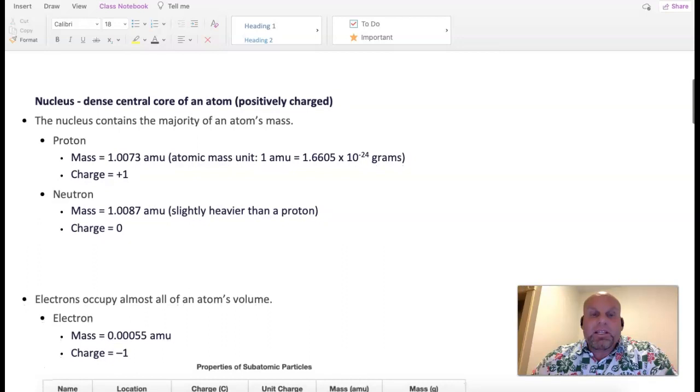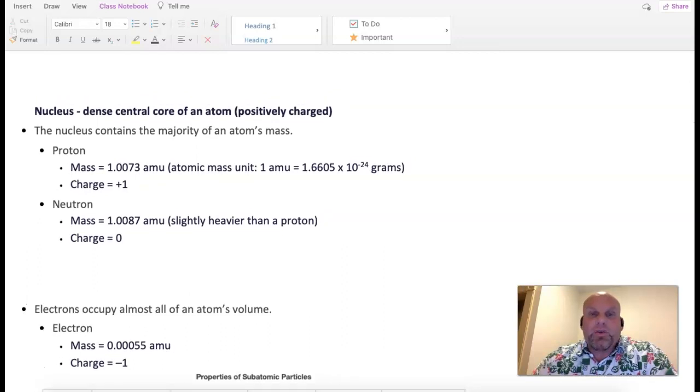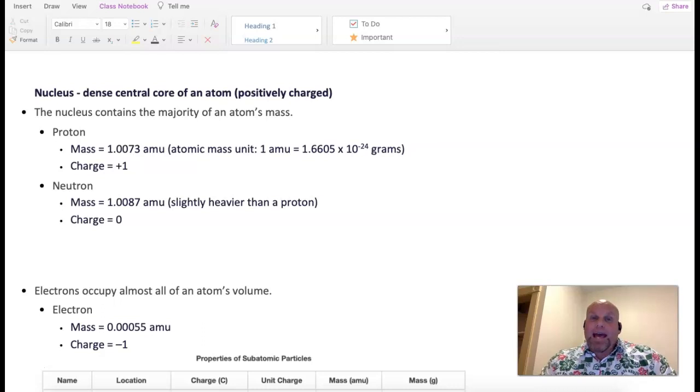So we know the atom consists of two regions: the nucleus, the dense central core of the atom that contains the neutrons and the protons, and the area around the nucleus where the electrons are located. The nucleus contains the majority of the atom's mass, and you can see the masses of your protons and neutrons are listed here, initially listed in the units AMU, atomic mass unit. This is a unit that we use because these values are so small in some more typical mass units like grams. You can see the conversion factor there between AMU and grams.